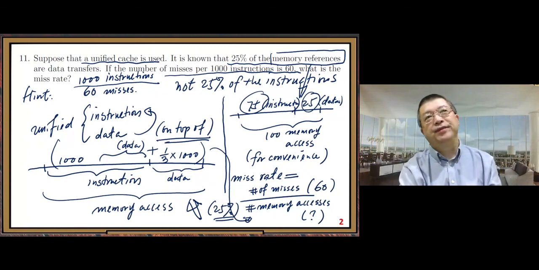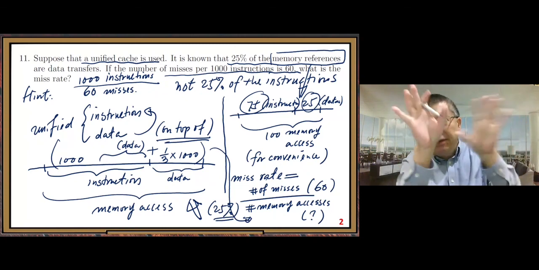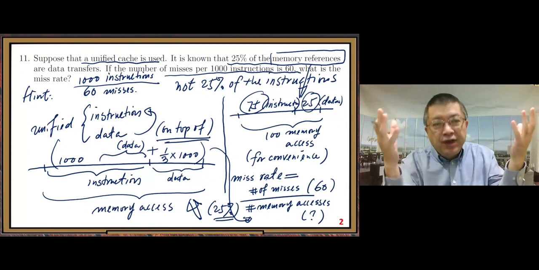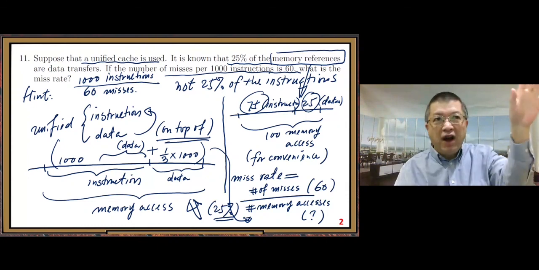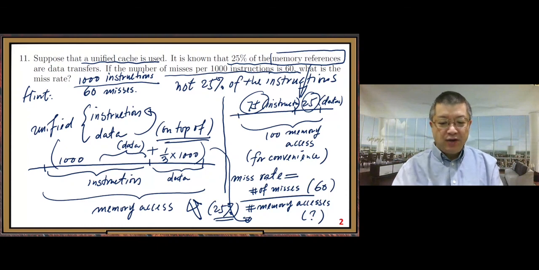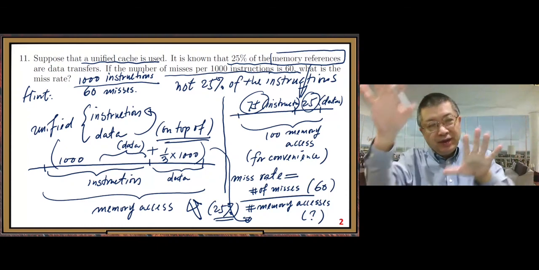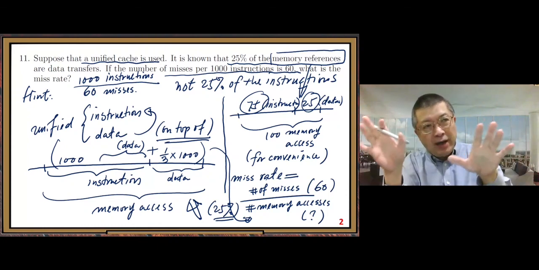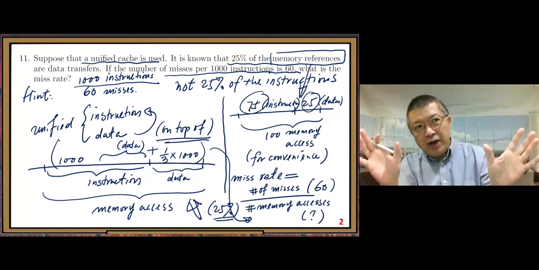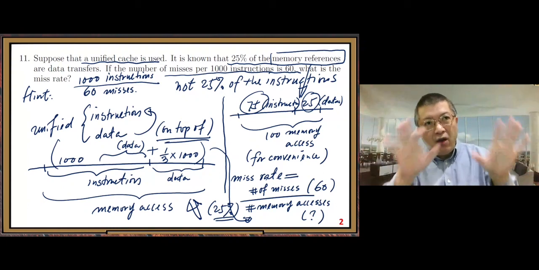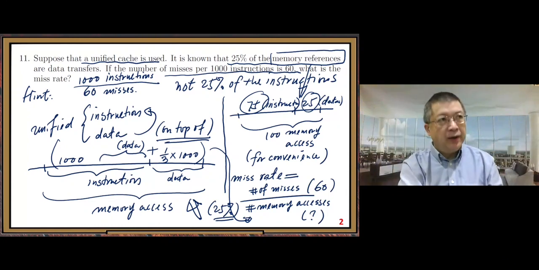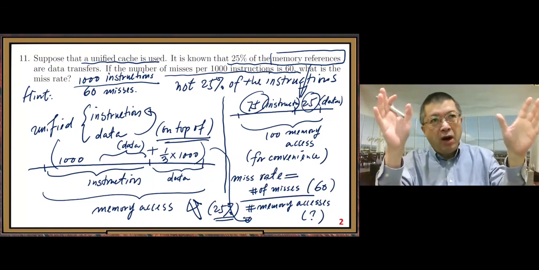Look at the kinds of pieces you need to connect. You need to connect the information pieces in this way, then you can find the answer. I hope you understand the diagram, why we draw the diagram in this way and that way, and the definition of the miss rate. After you understand all these things, you can solve this question correctly. All right, so let me stop here for our part 1.